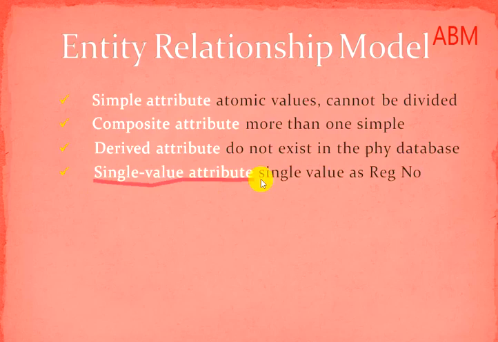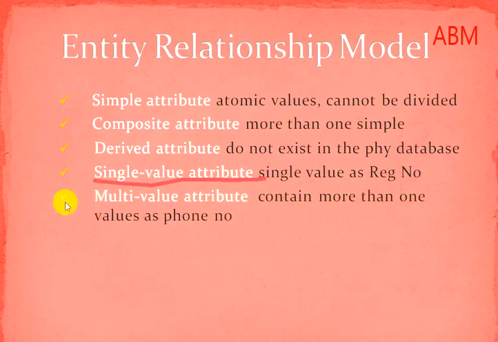A single value attribute is an attribute which has only one value, okay? Multi-value attributes are those which may have more than one value. For example, the phone number, any person may have more than one phone number, and also the address, one person may have different addresses, addresses in different cities.